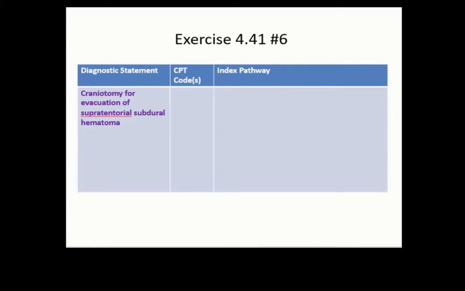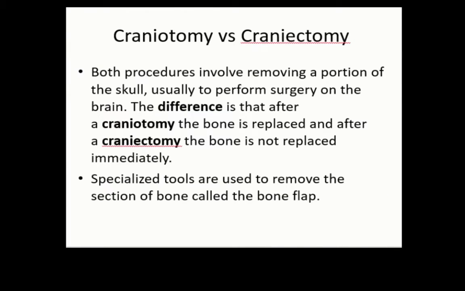The next exercise is a craniotomy for evacuation of a supratentorial subdural hematoma. So I have several explanatory slides here. The first is a craniotomy versus a craniectomy, the difference between these two procedures. Primarily the craniotomy, the bone is replaced. The craniectomy, it is not replaced immediately. It was going to be left open for whatever reason. I believe sometimes they do that for the swelling to go down before they replace that bone. And obviously there are specialized tools that are used to remove that section of the skull.